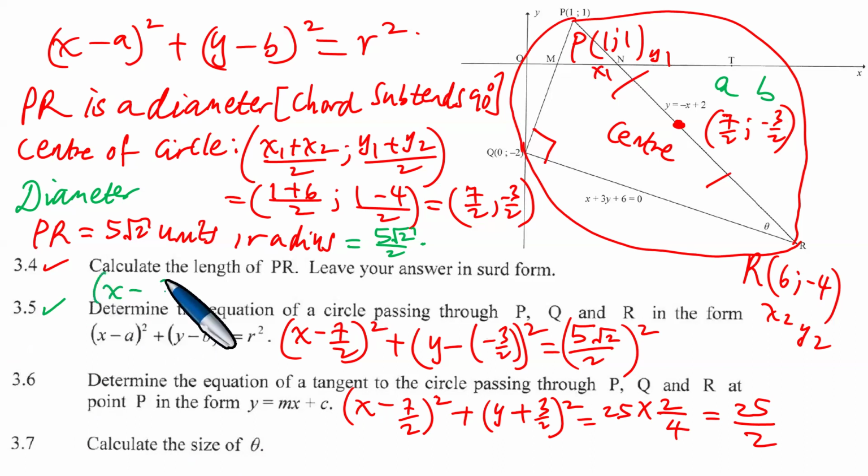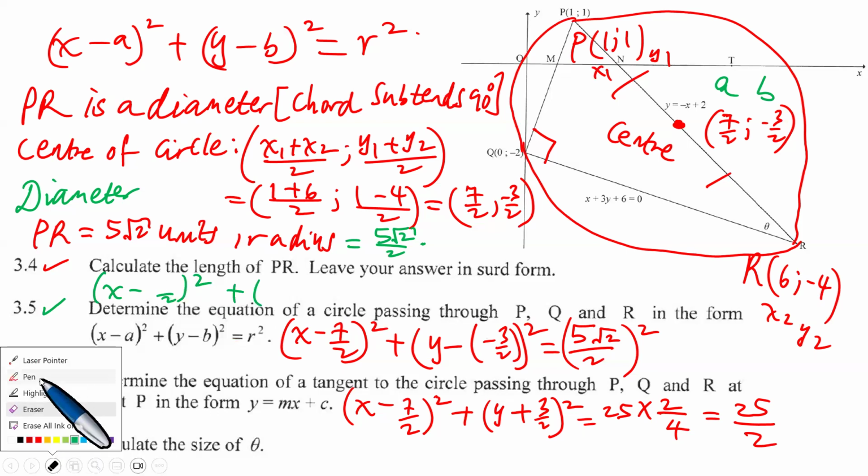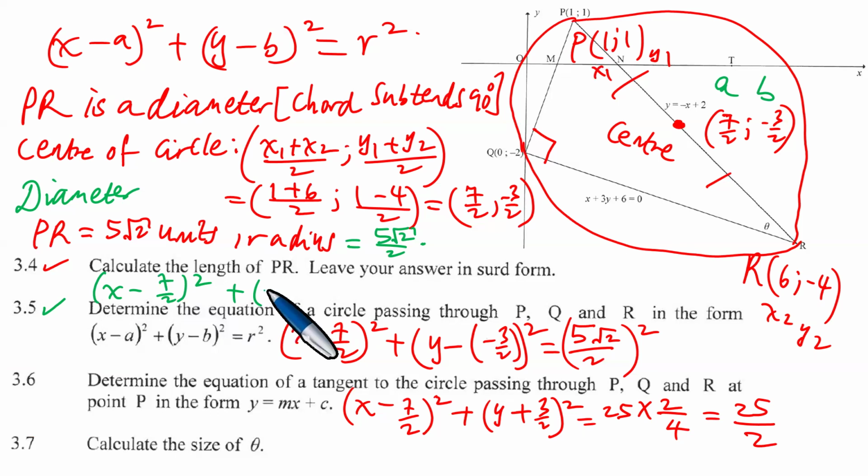It is exactly x minus 7 out of 2 squared, plus, and then you have the other y, 7 out of 2, then you have y plus 3 out of 2 squared, and the result is 25 out of 2. And this here in green is the equation of the circle in the required form, x minus a all squared plus y minus b all squared equals the radius squared.